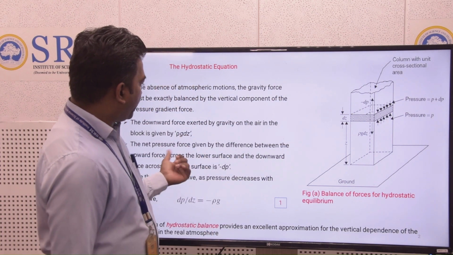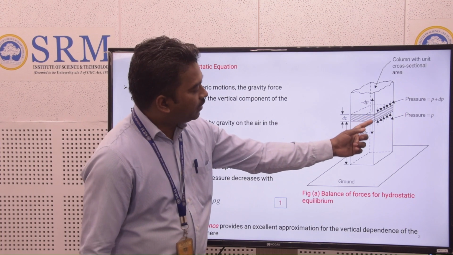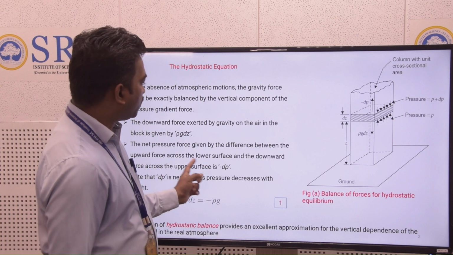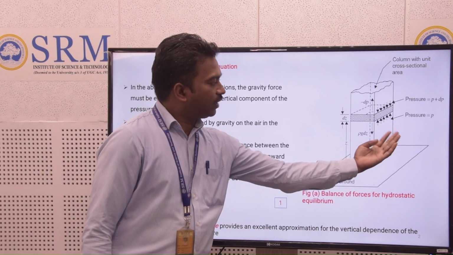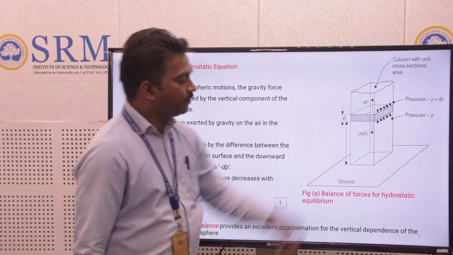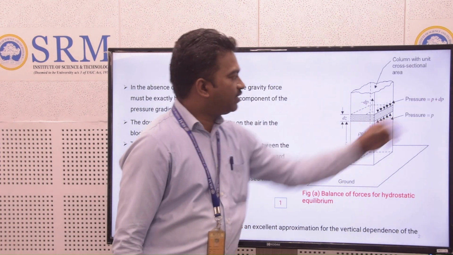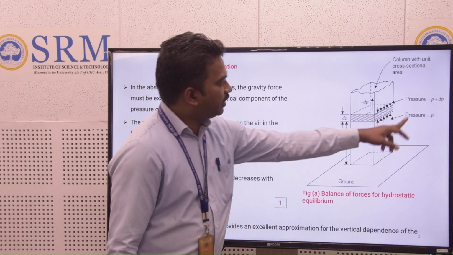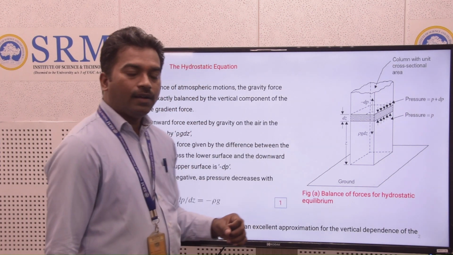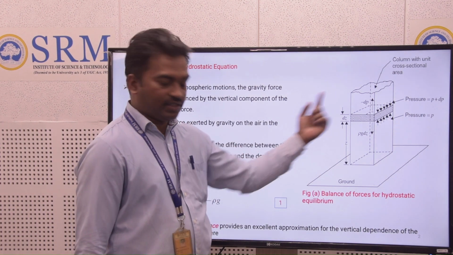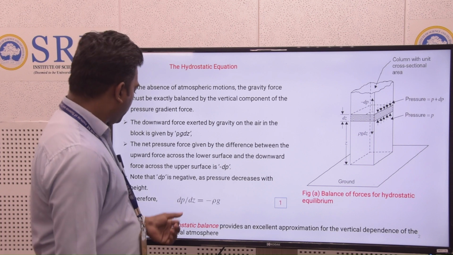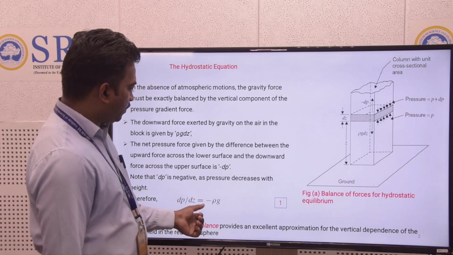The net pressure force is given by the difference between the upward force across the lower surface and the downward force across the upper surface, which are represented here as P and P plus dP. So the net pressure force is given as minus dP. The minus sign represents that pressure decreases with height. So according to that, dP by dz is equal to minus rho g.